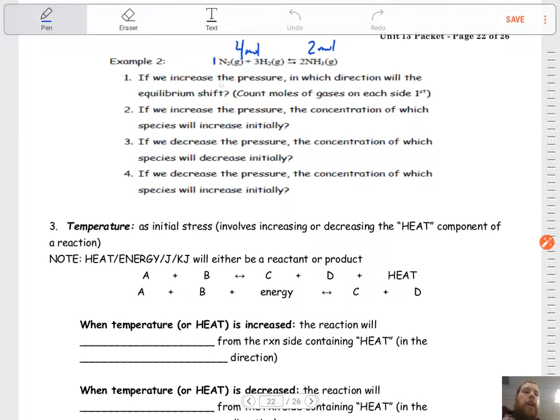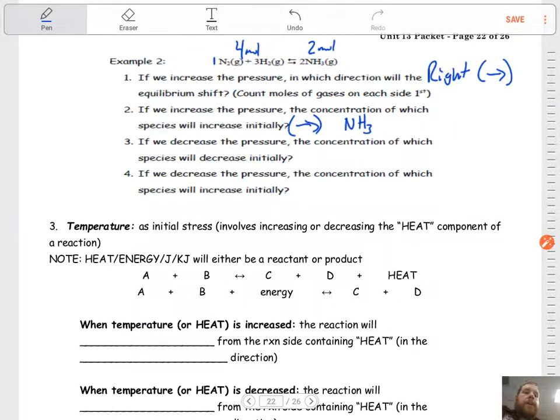So, increase the pressure. What's the direction of the equilibrium shift? Increase pressure, we go to where there's less gas moles, so the right has less, so that means we're going to shift to the right. You could again draw an arrow if you want to. Number 2, if we increase the pressure, so again that's that shifting right, the concentration of which species will initially increase? That's going to be the one that's on the right, which is ammonia gas, and I wrote that wrong.